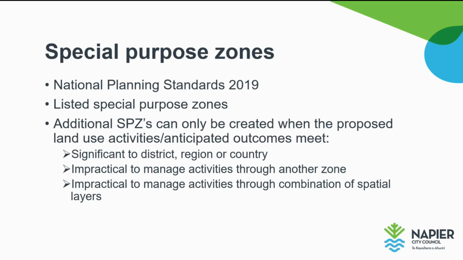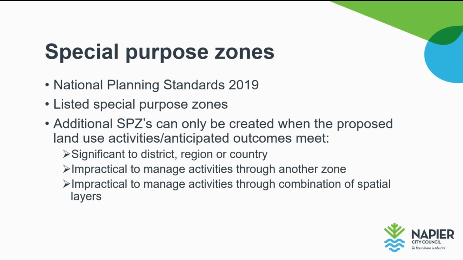The National Planning Standards were released in 2019 to ensure consistency of approach to the format and content of district and regional plans across New Zealand. The standards specify the zones and other spatial layers that the district plan is allowed to have. A number of special purpose zones are specified within the standards, including an airport zone, correction zone, future urban zone, hospital zone, Māori purpose zone, port zone, stadium zone, and tertiary education zone.